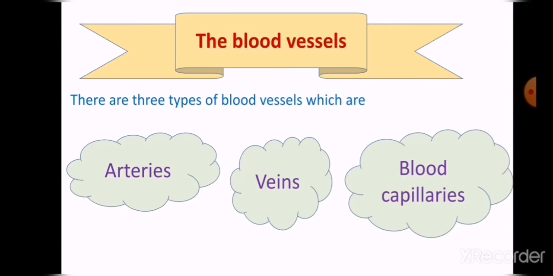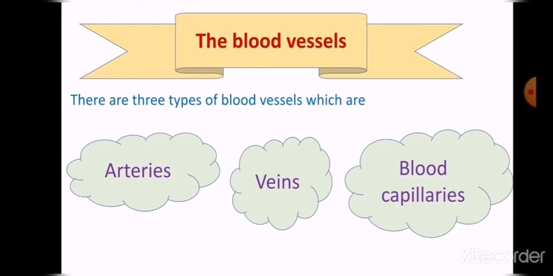Now we will talk about organ number 2, which is the blood vessels. You have to know that the 4 chambers of the heart are always full of blood and are connected to the blood vessels. So, what are the blood vessels? What does it mean by blood vessels?